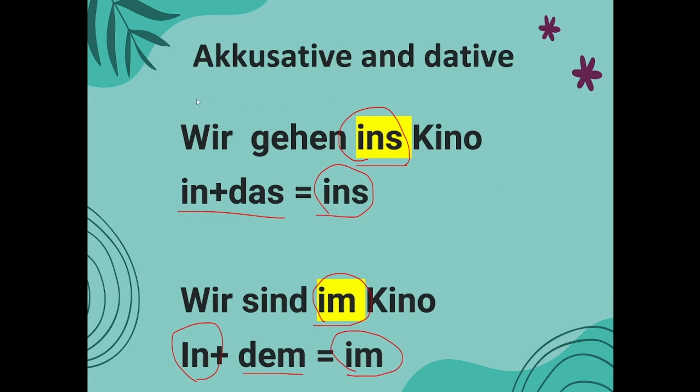So we saw an example of accusative. For accusative, you will ask where to, or wohin. If you get the answer, that is accusative. And if you ask wo, where are we? We are inside the cinema. Let me explain with a few more examples.